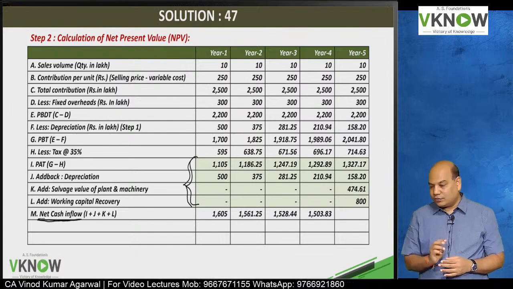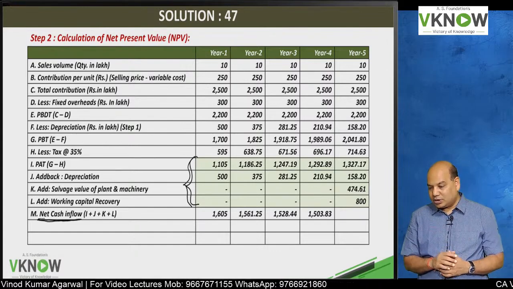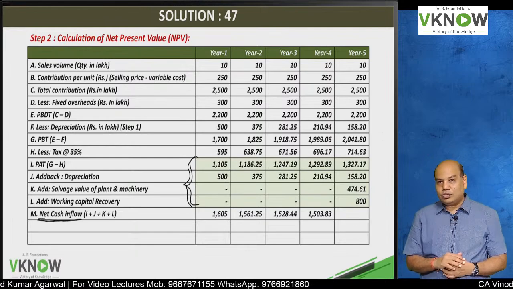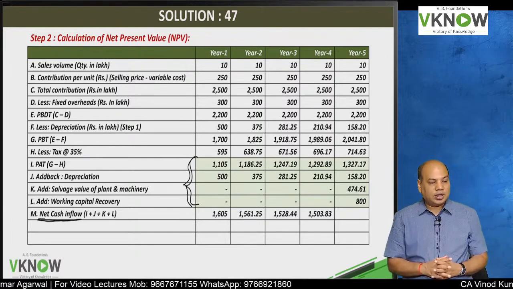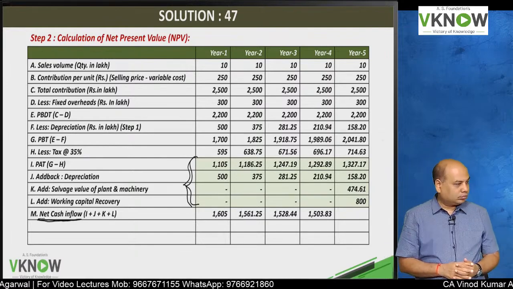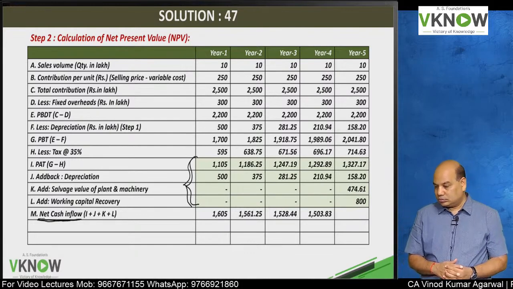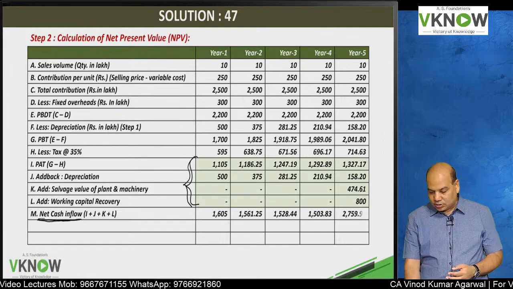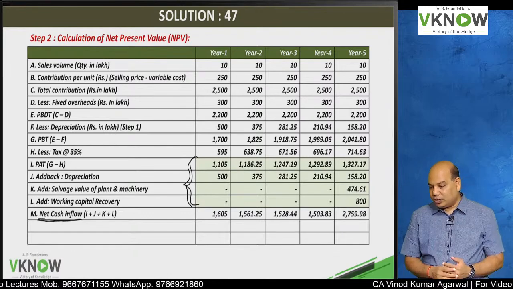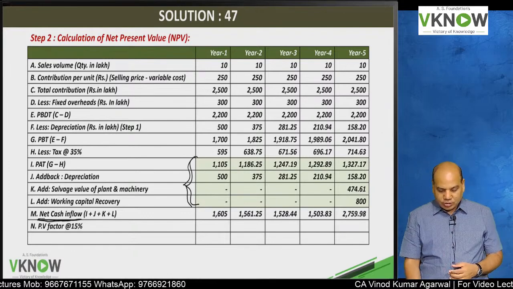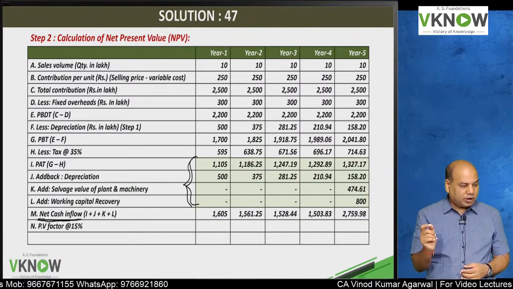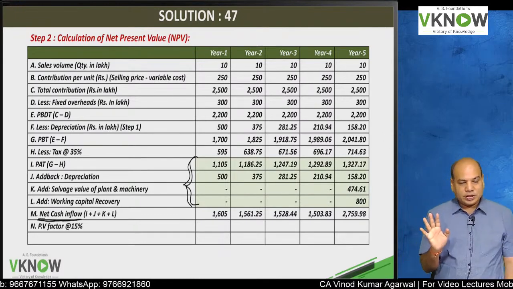You have to add last 4 numbers: PAT, depreciation, salvage value and working capital recovery. Yes, please reply. One student has replied 2759.98. Now write down PV factor at 15%, not 12%.